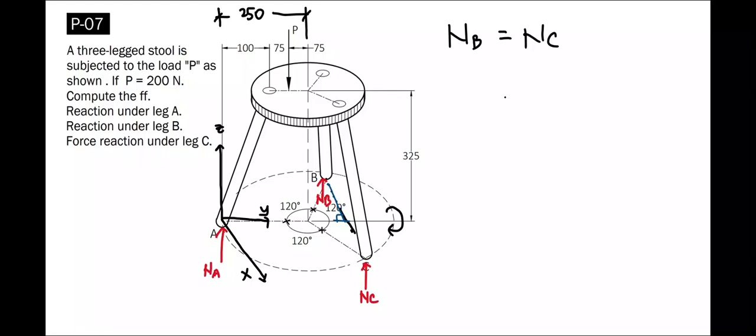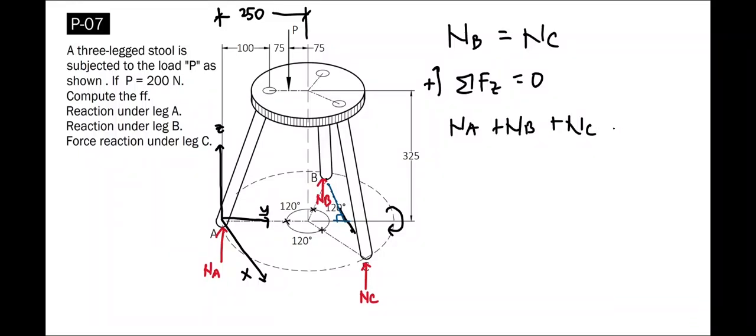After that, we can take summation forces along Z equal to 0, considering upward to be positive. So we have N sub A plus N sub B plus N sub C minus the downward force P of 200 Newton equal to 0. And this serves as our second equation.